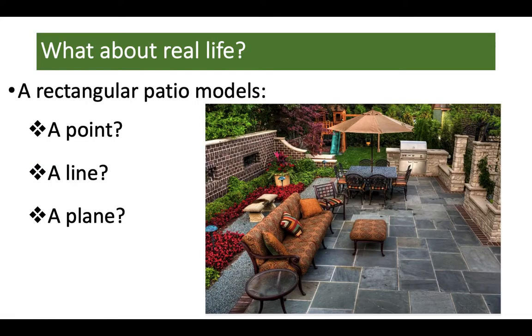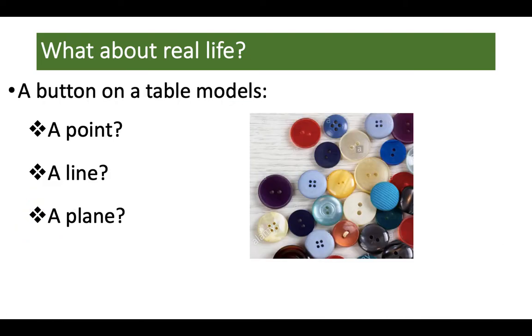So, real life, rectangular patio models. This looks like a really nice patio. I kind of wish I had this patio. But look at all these rectangles down here, and look at the surface as a whole. What are we representing here? A point, a line, or a plane? It's a plane.